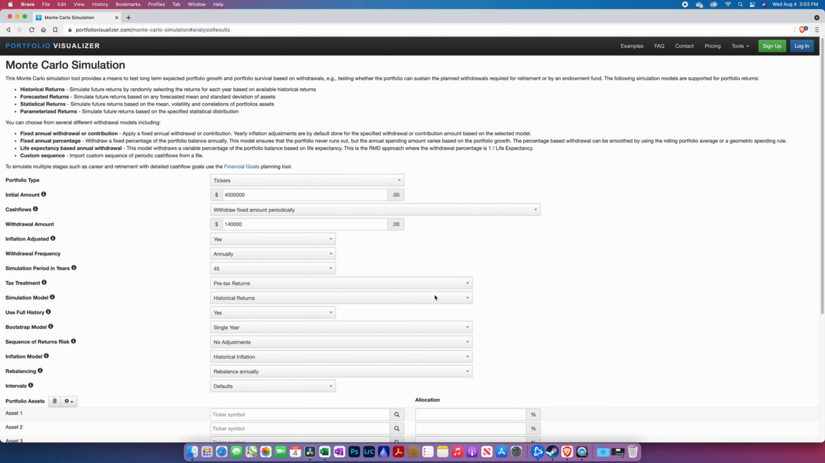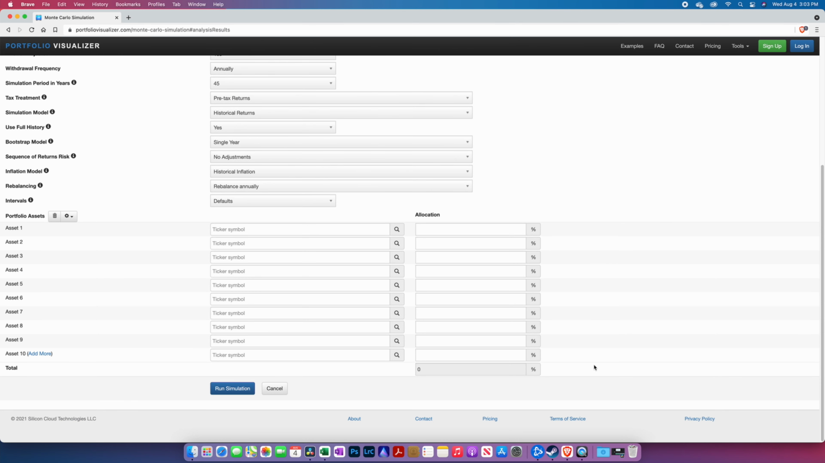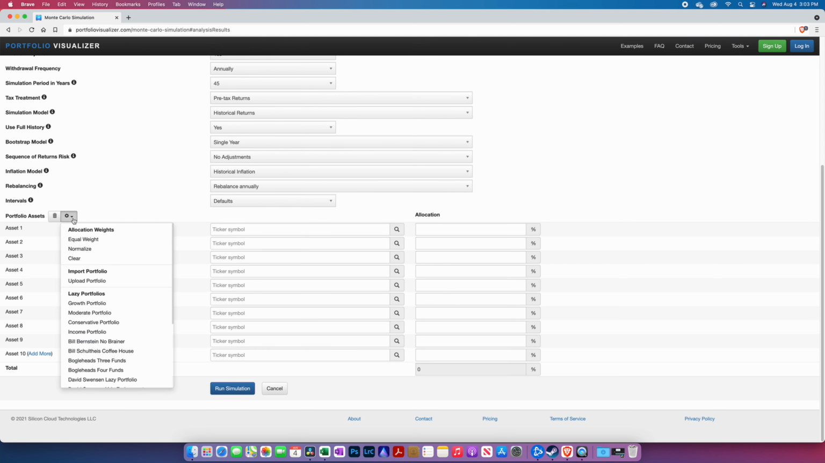We'll revisit some of these, but let's get down to the portfolio and what assets we're going to add to it. Keep in mind that we're adding tickers and not classes. But as before, if you click on this little gear icon here, there are some pre-built portfolios under the lazy portfolio that you can use and see how they perform.